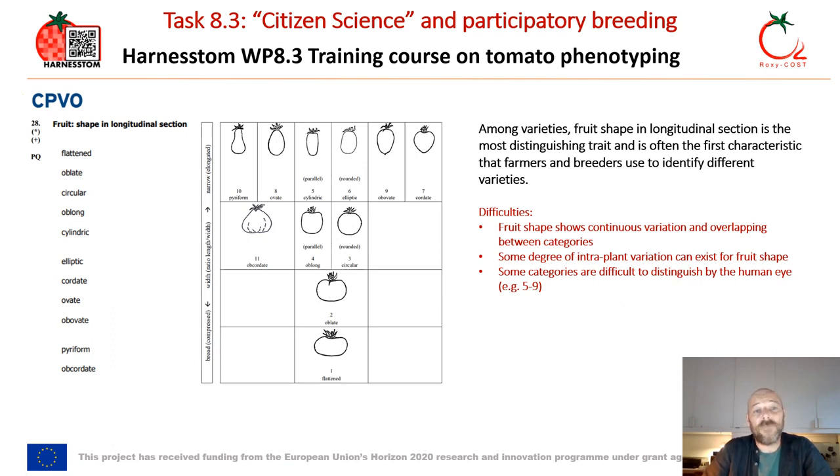However, it is very difficult to assign one genotype to a single fruit shape class. The main problems that arise when assessing the fruit shape trait are that the fruit shape shows a continuous variation and there is some overlapping between categories. Also, there is some degree of intra-plant variation for fruit shape. For instance, on big and ribbed fruits, fruit from the first truss can show abnormal shapes. Finally, some categories are difficult to distinguish by the human eye.